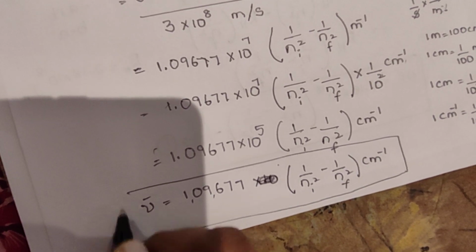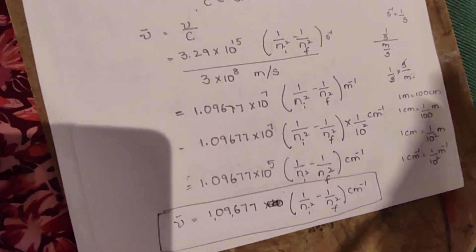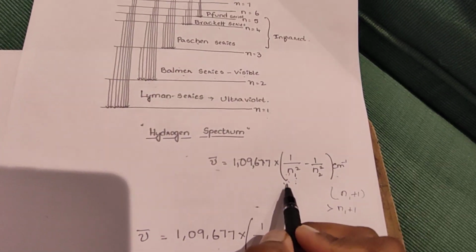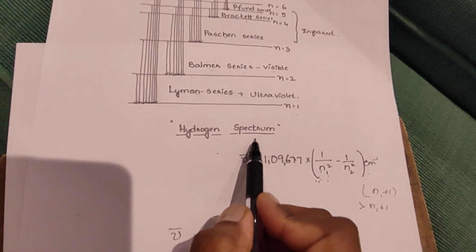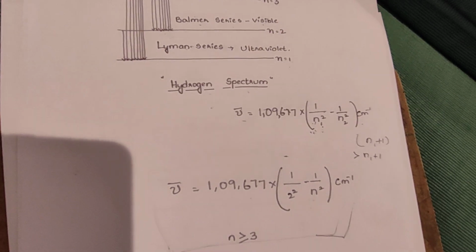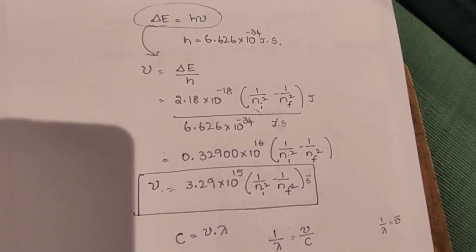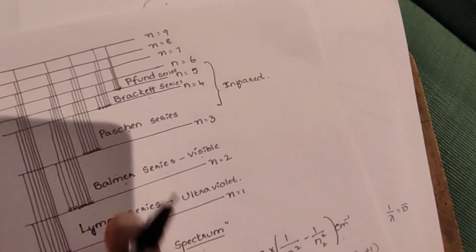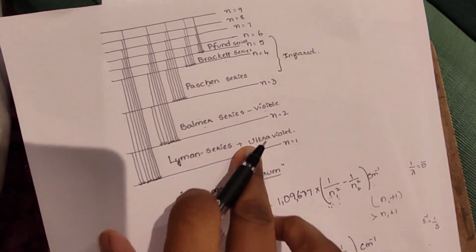This is the same formula given by Rydberg to explain the spectral lines in the hydrogen spectrum. So by using Bohr's model, Bohr can explain the spectral lines in the hydrogen spectrum mathematically. So this is today's class about explanation of line spectrum of hydrogen atom.